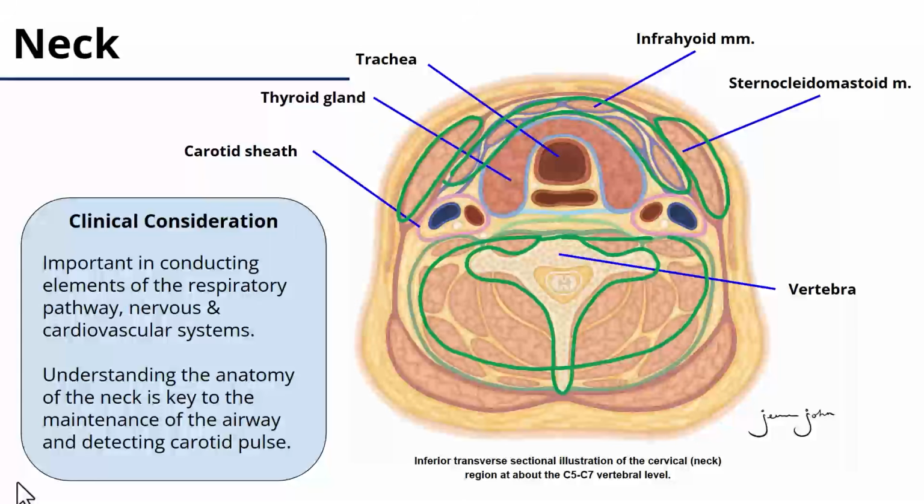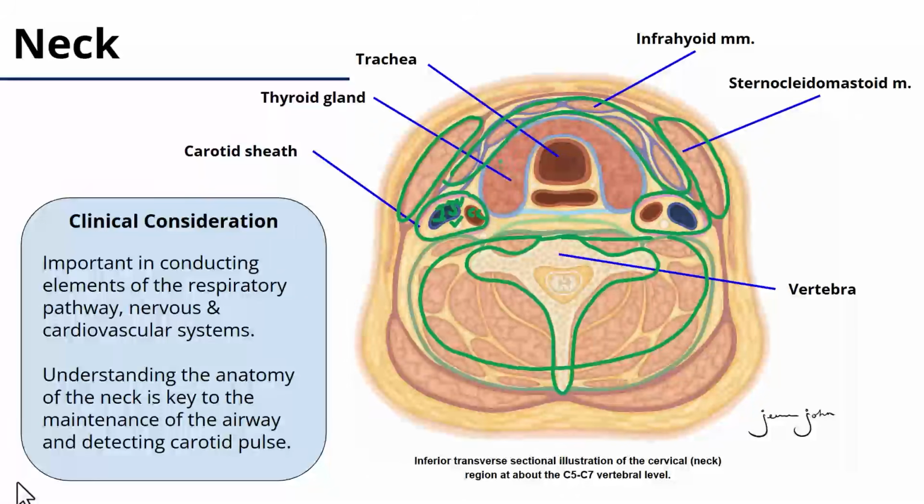And then working deep to this, we can see condensations of deep cervical fascia, the carotid sheaths, which are going to be surrounding and investing some very important neurovasculature of the head and neck, namely the internal jugular vein and the common carotid artery, as well as cranial nerve 10, or the vagus nerve.